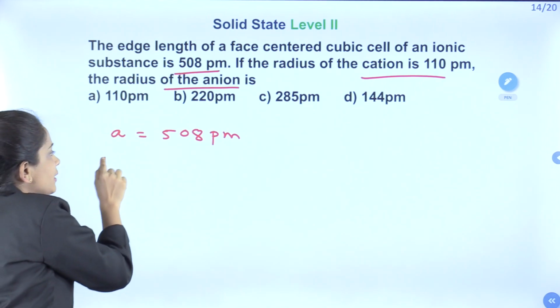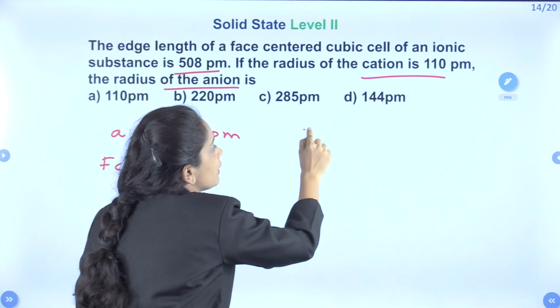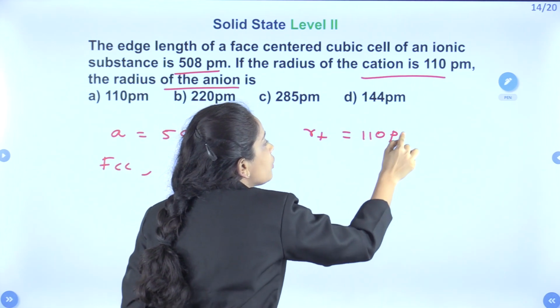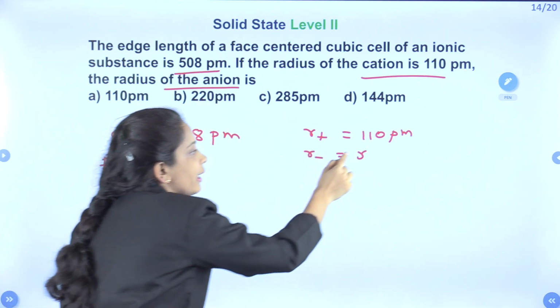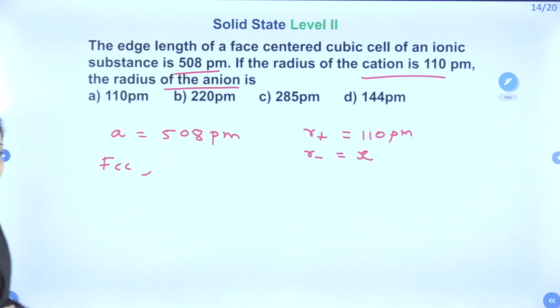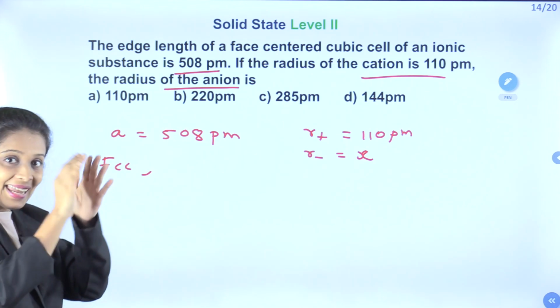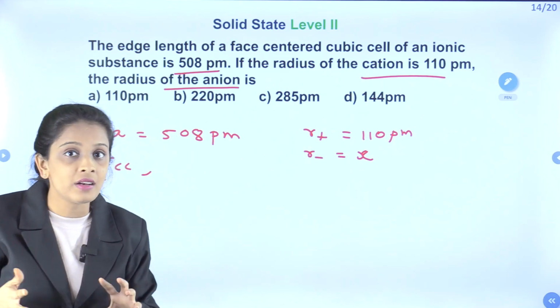For the FCC structure, student, let me write that part also. The cation radius they have given to us is 110 picometer. They have asked us about the anion radius. I am writing it as x. Yes, student. So for the FCC structure, we know this part, the edge length. Okay, what is the relationship between edge length and radius?